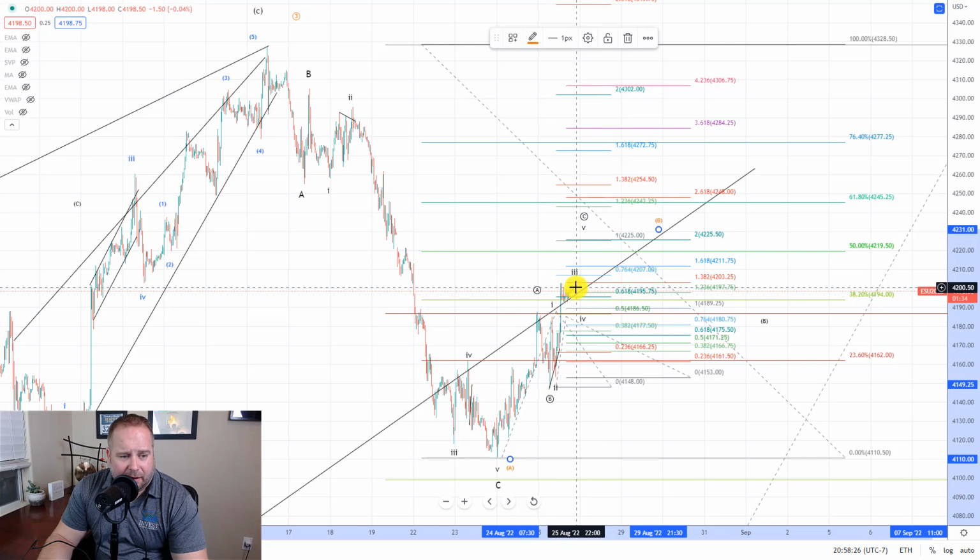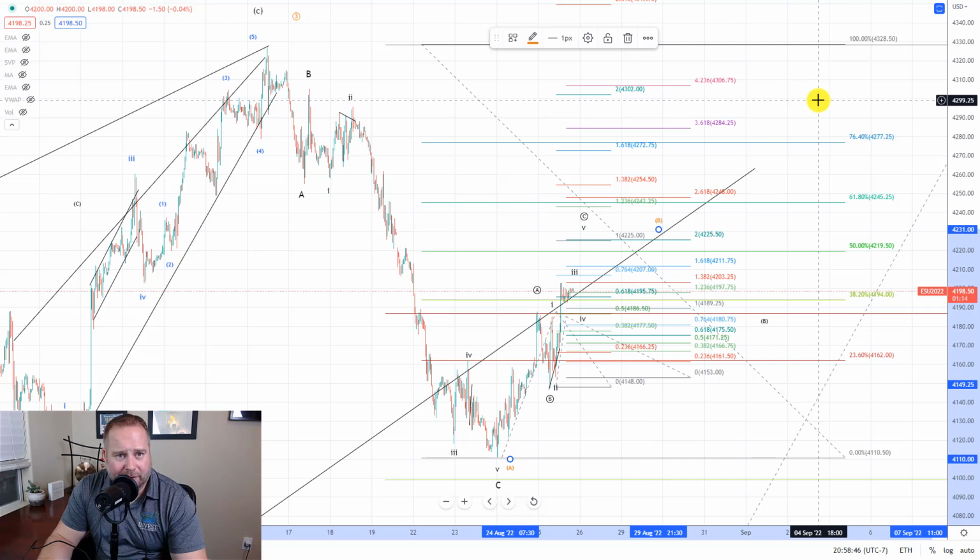If they push it up and get hard rejection here at the 4225 level, then we would look for another sell-off in C, down towards that 3950 to 4000 level. If they get up here and they pull back and hold support and then come back and take out this wave B high, then it becomes more likely we're going towards that 4400 level up in wave 5 to give us 5 up off of the lows.